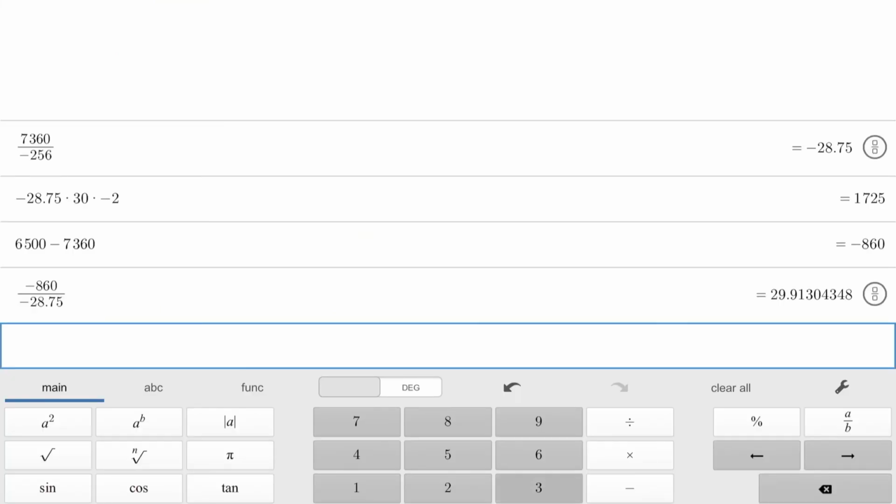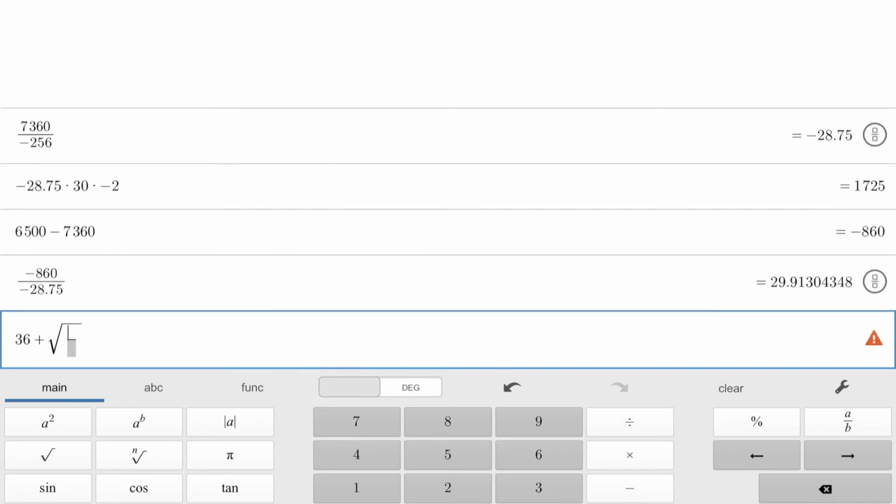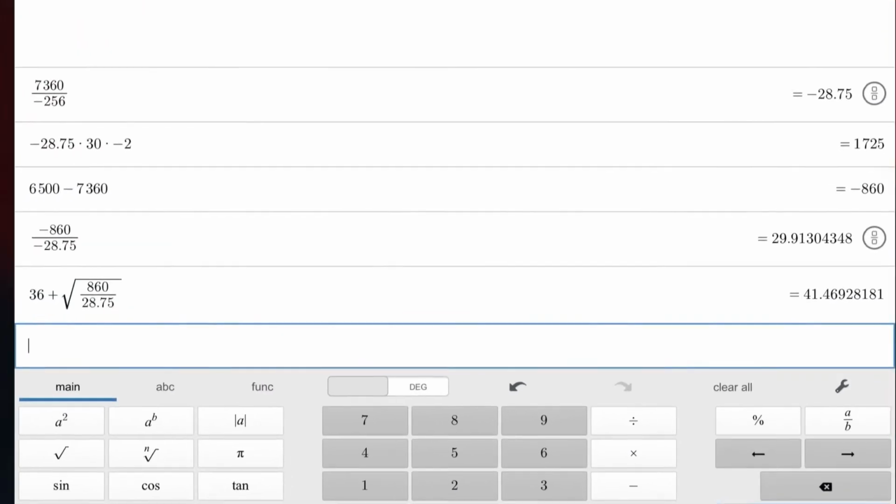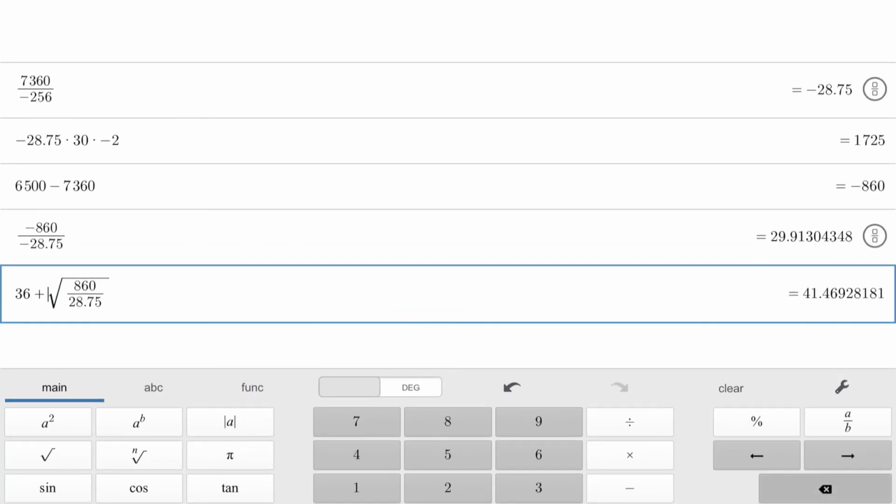So my first value is going to be 36 plus the square root of, I'm going to insert a fraction in here, and I'm going to type in 860 over 28.75. And because we're talking about money, I'm going to round to the nearest cent. So this is $41.47. But I also need the subtraction version. I need this to have a minus sign here. So I'm going to delete the plus sign, change it to a minus sign, and I get $30.53.